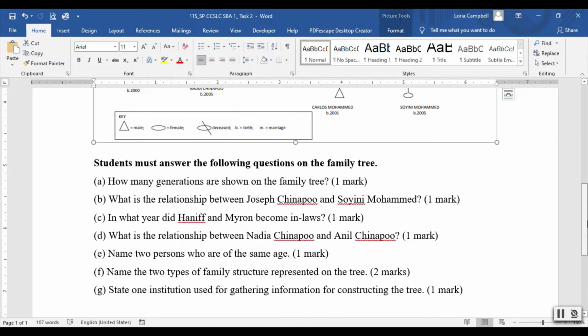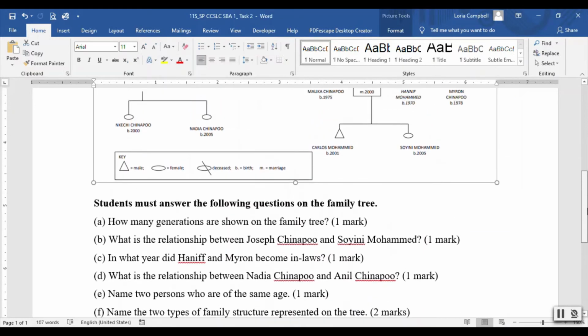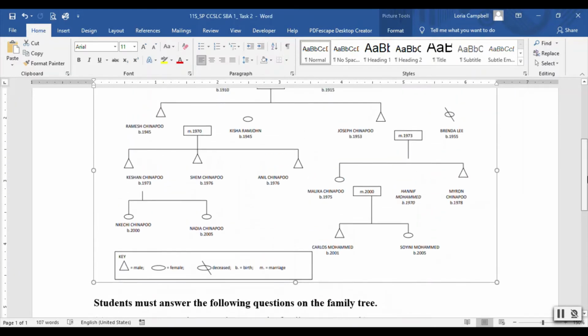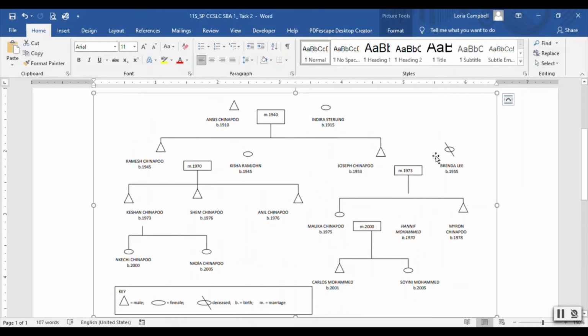What is the relationship between Joseph Shinapu and Soyini Mohammed? So let's find these people on the family tree. Joseph Shinapu and Soyini Mohammed. Where's Joseph? Joseph is right here. And where's Soyini? Down here. All right, so what's the relationship between these two people?